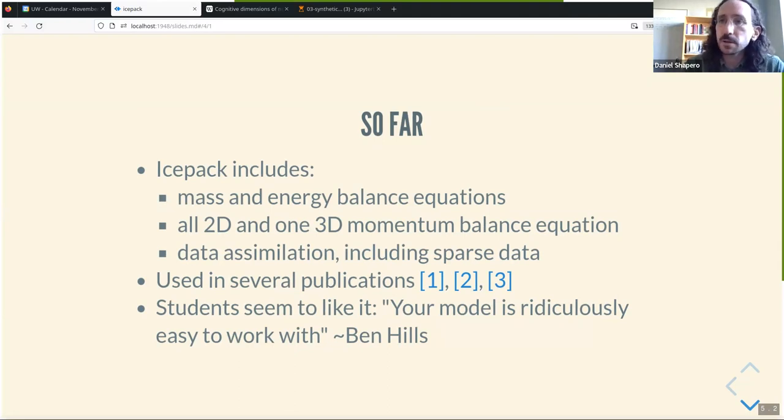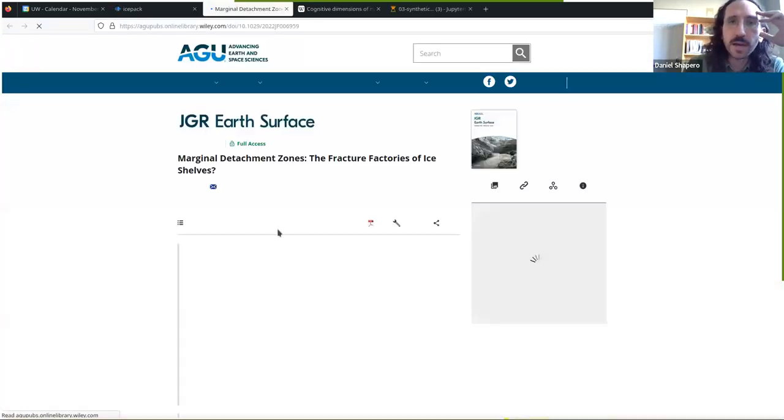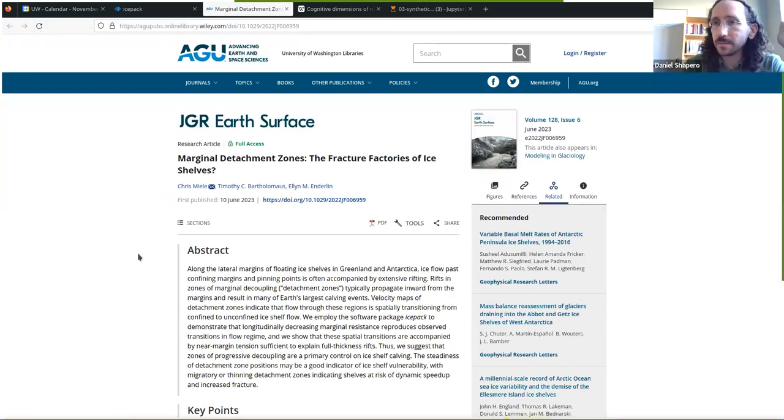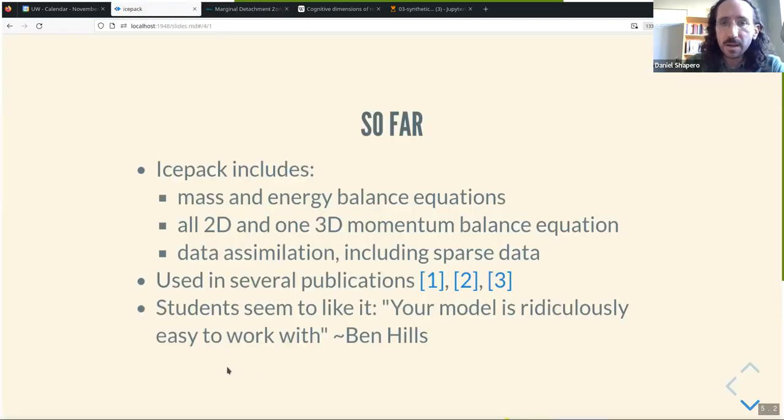That was by a student, Ruben Hill, who's at Imperial, which I'm also very excited about. It's been used in a couple of publications. So I'll just bring up this one because I'm very pleased about it. This was by a PhD student, Chris Miele. And he was able to get more or less all of this done with very little help from me. And he's now a postdoc here. And I had a student tell me that it was ridiculously easy to work with. That felt good.